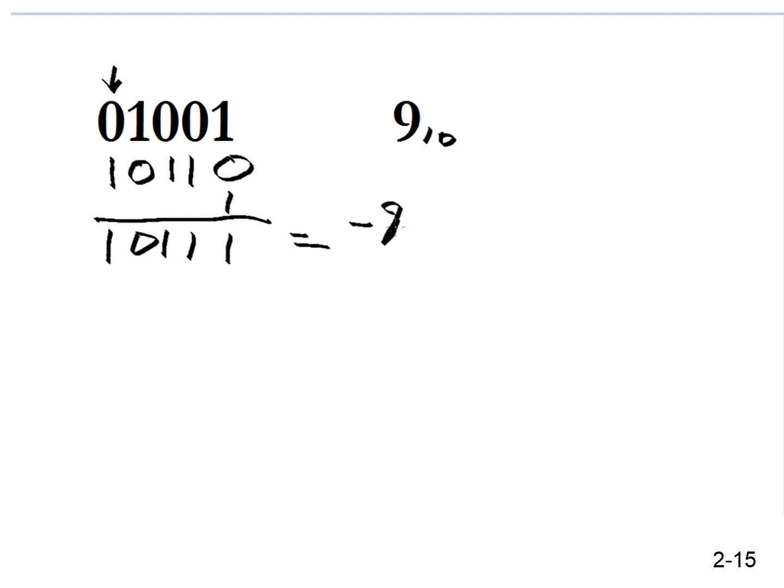Well, here's the process. We flip the bits, 1, 0, 1, 1, 0, and then we add 1. Okay, we've got 1, well, I should do it backwards, 1, 1, 1, 0, 1. That, my friends, is negative 9 base 10.